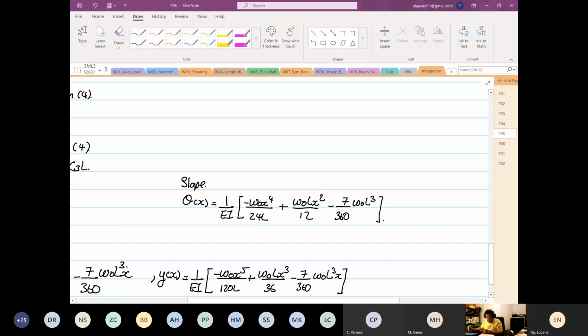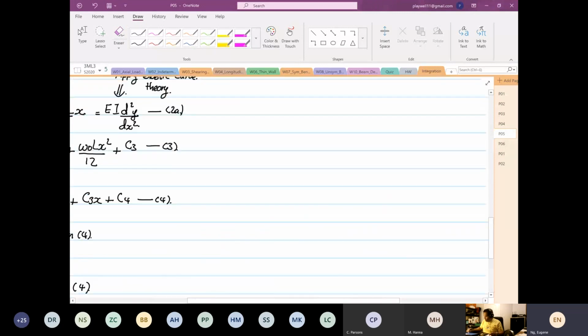So from here, that is our function of the slope. I'm going to quickly do this, using all integration. You have the slope, everything.